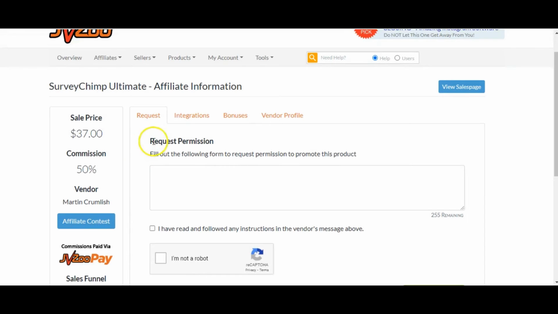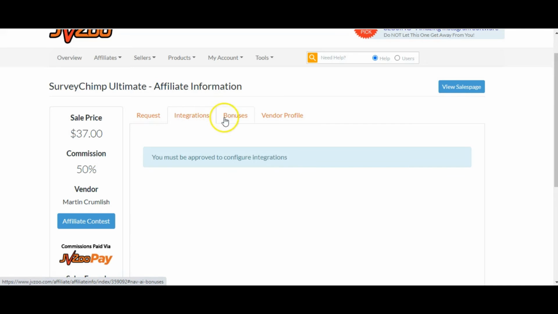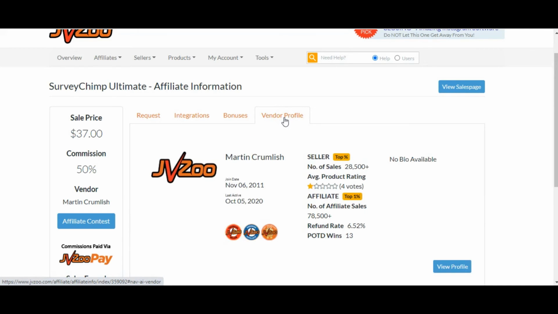So you have to request permission, fill out the following form to request permission to promote. And then once you've received your permission, you can then go through to the integrations. You can look at bonuses, and you can look at the vendor's profile straight away.